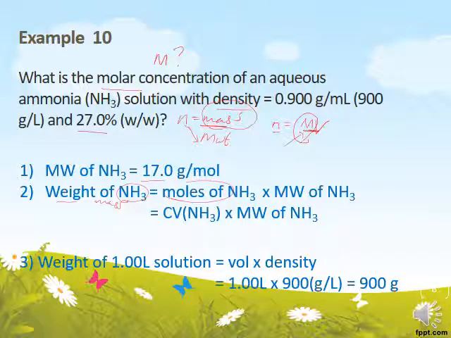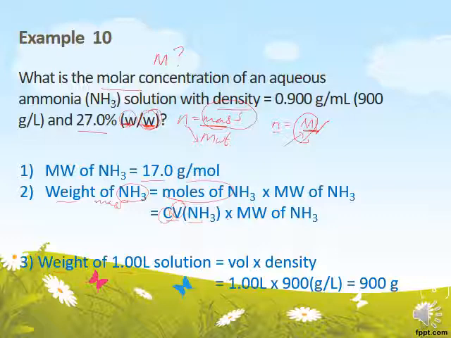So that's how you see here CV. V is the volume, C is the concentration of ammonia, times molar mass. So we leave it as it is first. Moving on to step 3, we need to find the mass of 1 liter solution. Remember, this represents mass of solution, this represents mass of the solute, and we need to find this first since we cannot solve this yet. So how to find this?